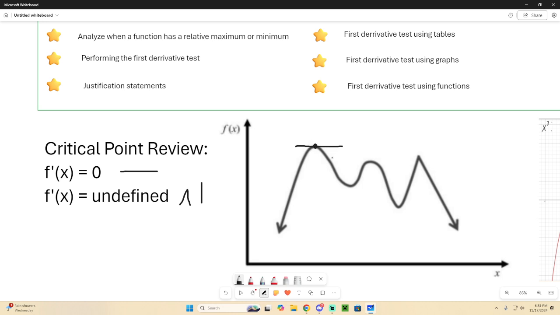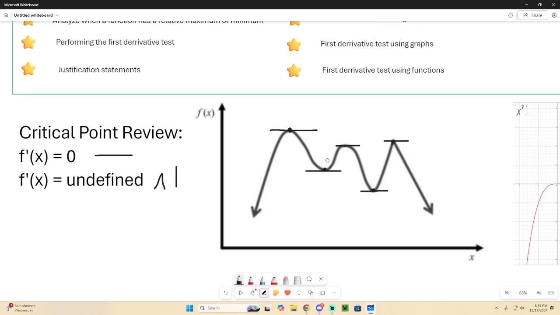So right here it also has a horizontal tangent line. So the slope right there is 0, which means the derivative at this x value is going to be equal to 0. Right here it also has a horizontal tangent line, and it has one here as well. And right here the derivative is undefined because it's a cusp, or a corner. So the derivative will be undefined.